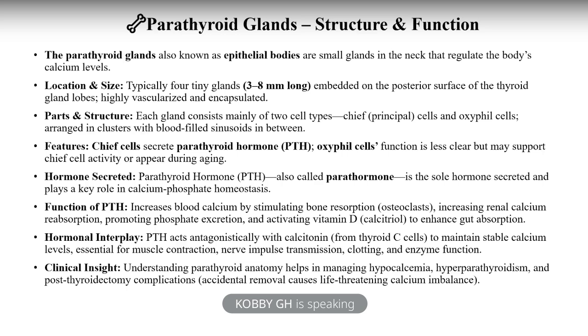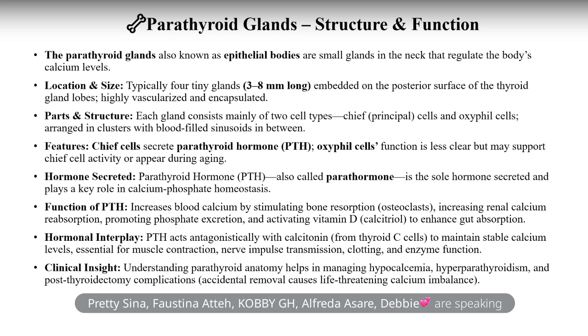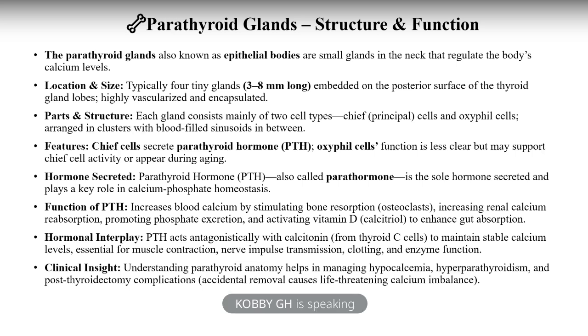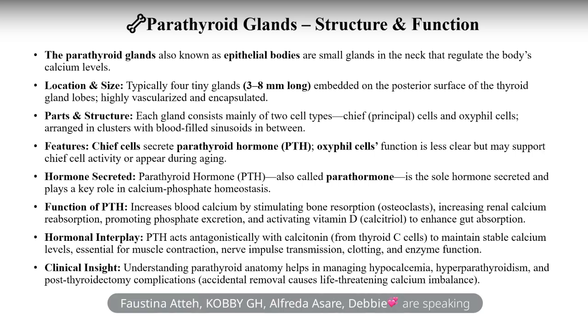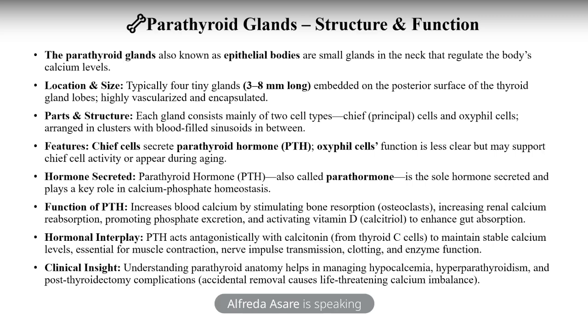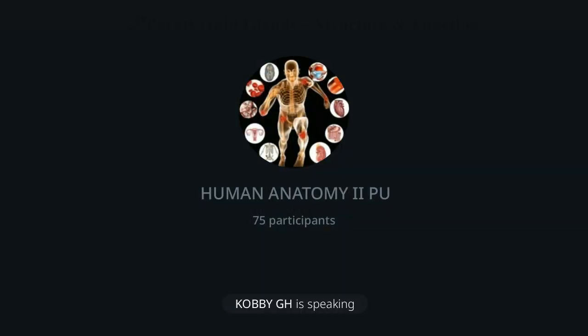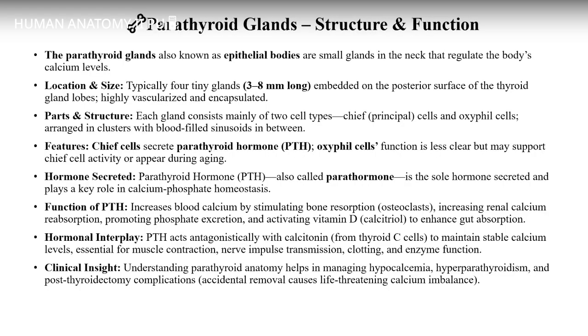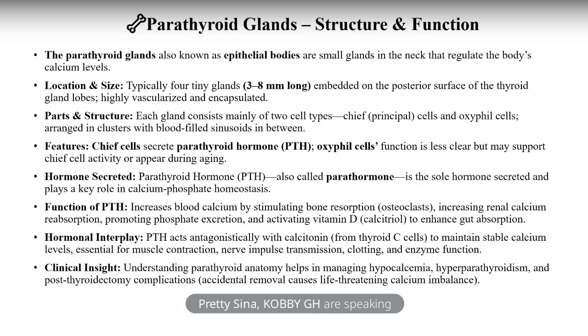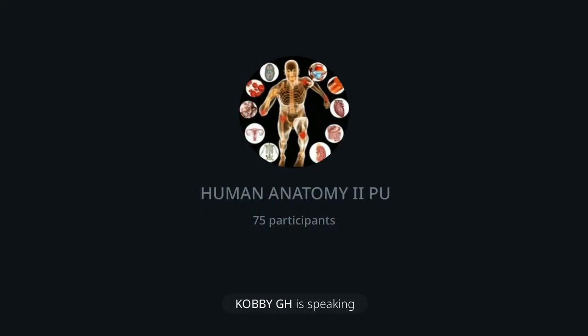Is that okay? Okay, now how many cells do we have in the parathyroid gland? Two cells. Excellent. What are the cells, please? The chief cells and the ossicle cells. What is the work of the ossicle cells? They support the chief cells to produce the parathyroid hormone. Yes, they support the chief cells to produce the parathyroid hormone.